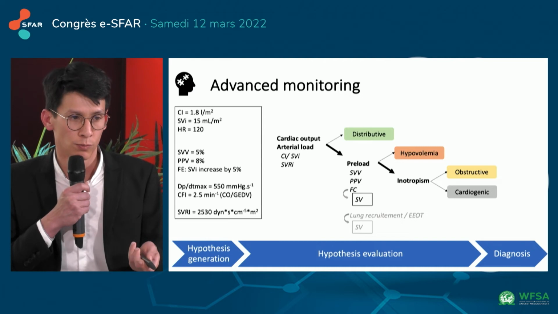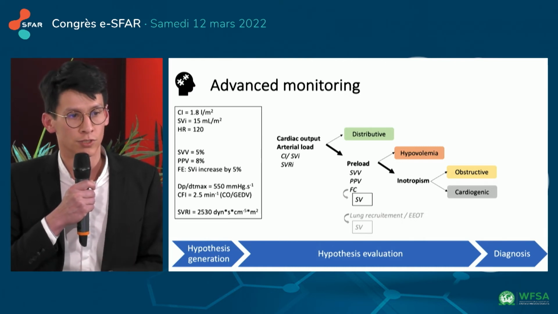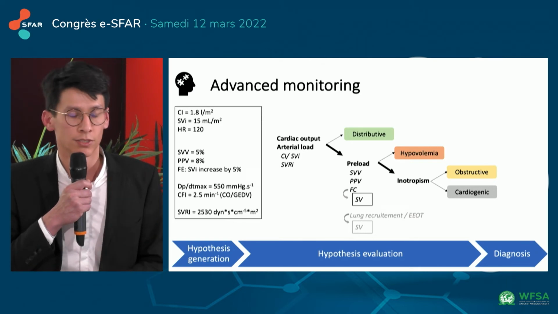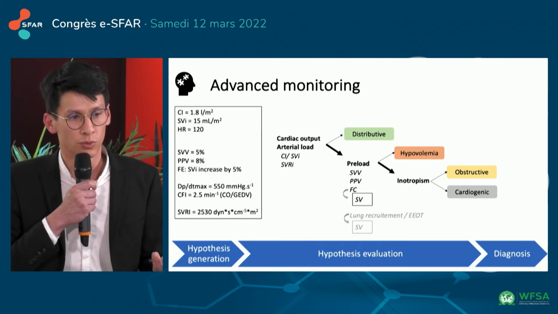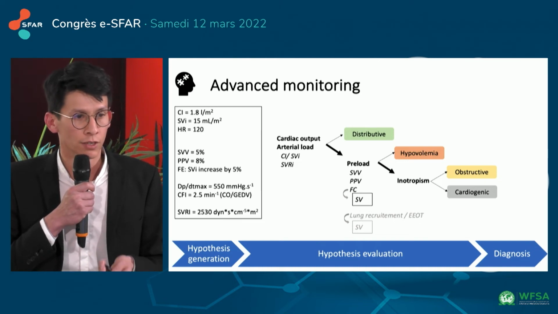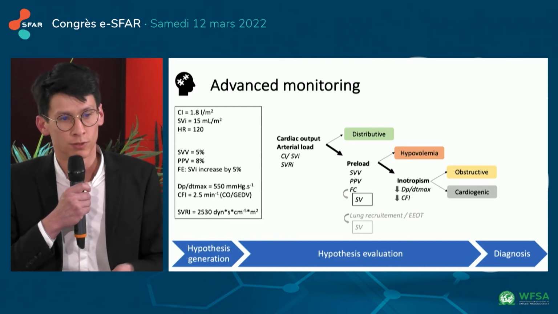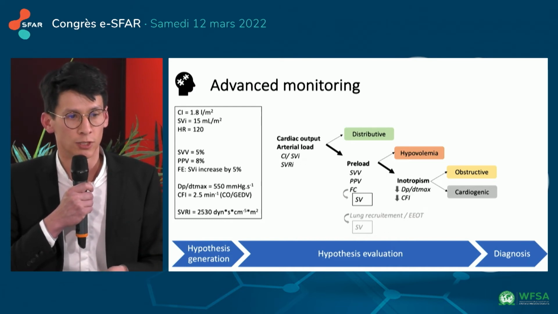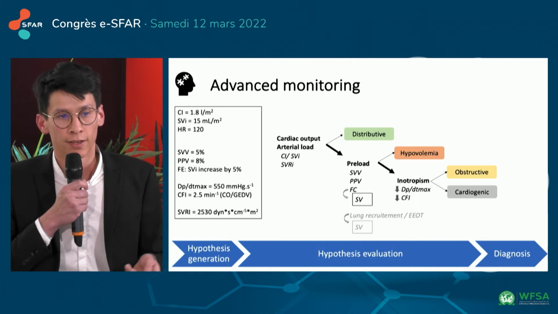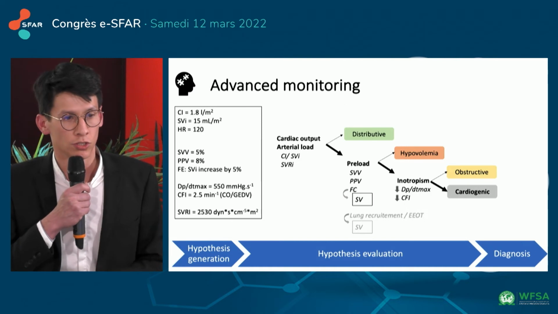You have direct measurement of cardiac index, of stroke volume, and of the resistance. And you have dynamic indicators of preload. So let's say, luckily, they are concordant with the basic monitoring. You can also now have a direct measurement of the inotropism, or indices that reflect your patient's inotropism, and you can diagnose that your patient has cardiogenic shock.